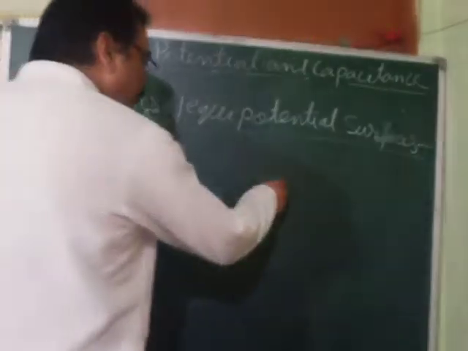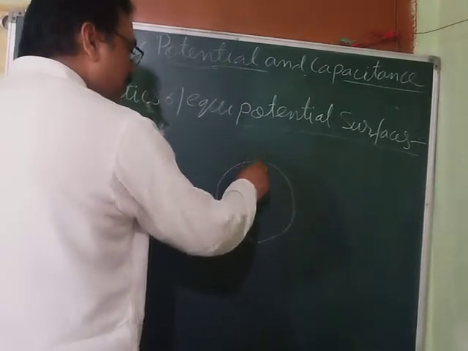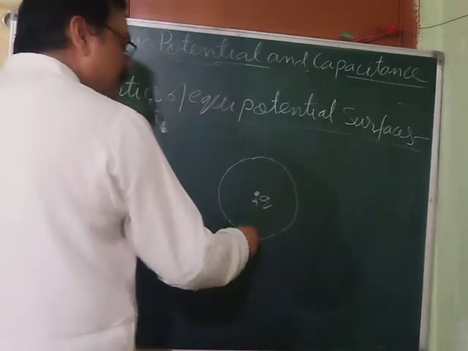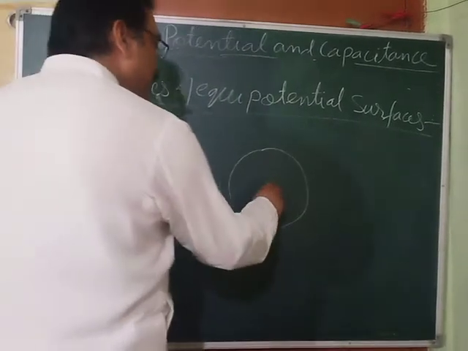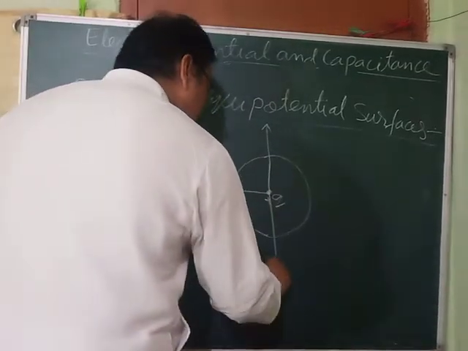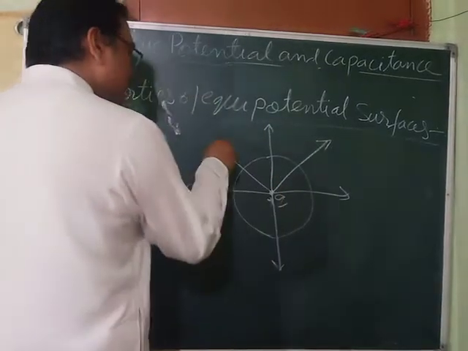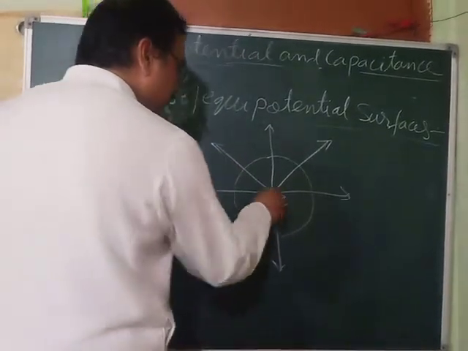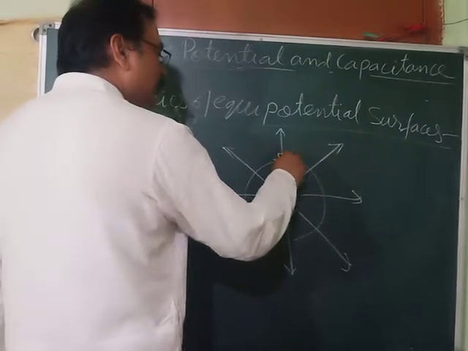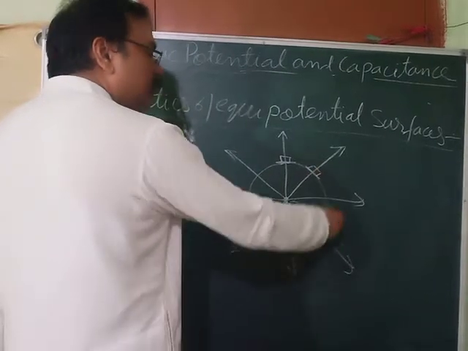Now see, what does it mean? Suppose this is an equipotential surface. Suppose here you have placed a plus Q charge. So what will happen? You know very well, electric field lines will go like this, like this, like this. Now see here, if you draw a tangent, what you will find? This is perpendicular or not? And this surface is an equipotential surface.